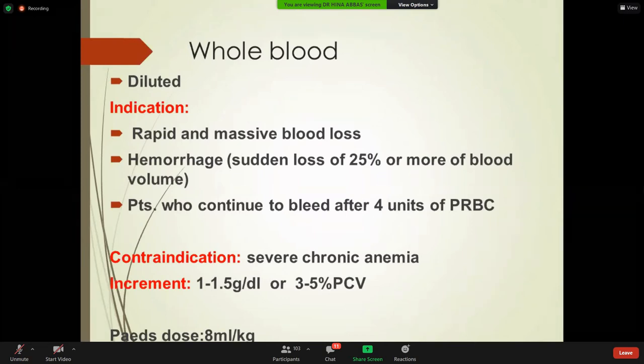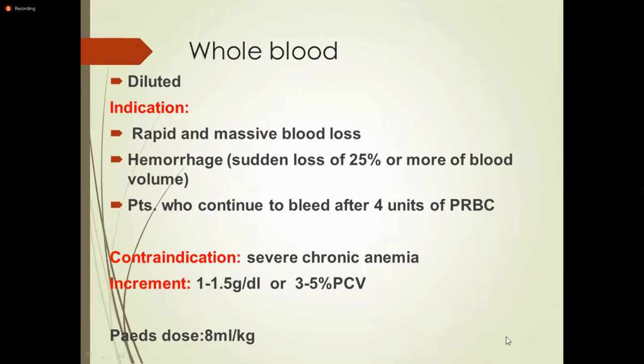Why is severe chronic anemia a contraindication for transfusing whole blood? Yes, why is chronic anemia a contraindication? Because in severe chronic anemia, there are a lot of compensatory mechanisms that get activated. What are those compensatory mechanisms? First of all, the heart rate and stroke volume are increased. And then there is some vasodilation, and some compensation for the anemia, like 40% of oxygen is given to the tissues. This is the compensation in the chronic anemia state. So it is a contraindication for the transfusion of whole blood.